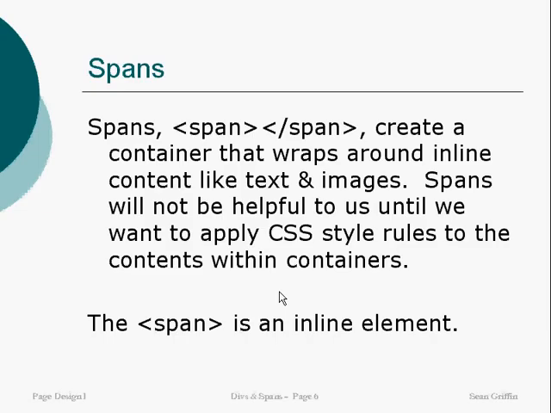Spans. The span tag creates a container that wraps around inline content like text and images. Whereas a div is a big block, spans are for inline content. So what do I mean by that? That just means that if you have a paragraph of text and you want to change something within it, you're going to use a span, not a division. Spans and divisions are both generic containers. Divisions are block level, spans are inline.